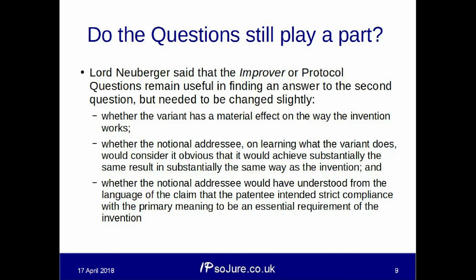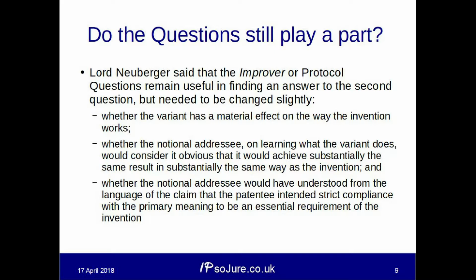However, they needed to be changed slightly, so the questions become, first of all, does the variant have a material effect on the way the invention works? If it does have a material effect, then it's not going to infringe, it's outside the scope of the claims. Secondly, if it doesn't have a material effect, whether the notional addressee, on learning what the variant does, would consider it obvious that it would achieve substantially the same result in substantially the same way as the invention. And then finally, whether the notional addressee would have understood from the language of the claim that the patentee intended strict compliance with the primary meaning to be an essential requirement of the invention.